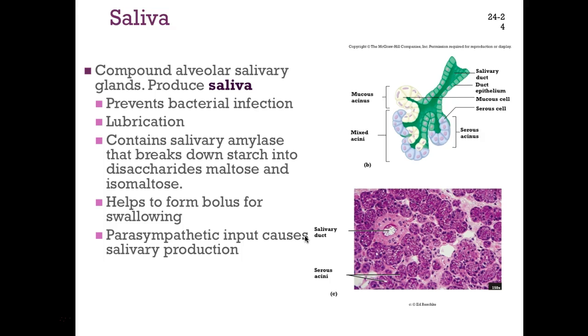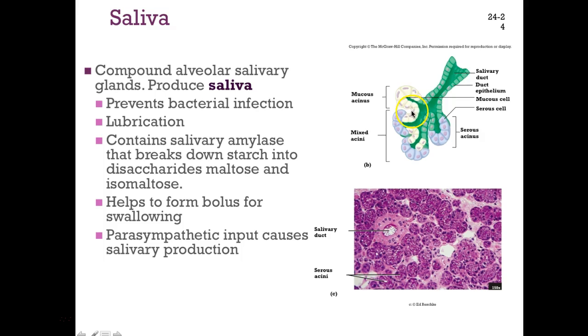And it contains an enzyme known as salivary amylase that'll break down starch into disaccharides, maltose, and isomaltose. And it can help the food turn into a bolus so that we can swallow it after. And our parasympathetic input causes salivary production. So what we see in this image are some of those ducts.